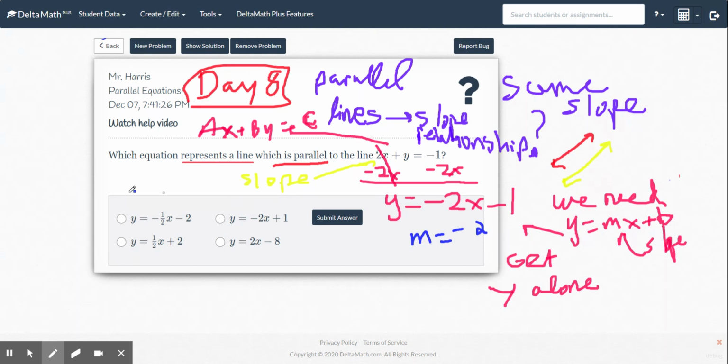So that means we need to look for an equation that has that same slope, but we need a different b. The b needs to be different. If the b is not different, you don't have parallel lines, you have the same line. So let's look. Negative 1/2, is this the slope? Nope. Hey, negative 2 is the same. That's good. Same slope and different y-intercept. There you go. That's our answer right there. y equals negative 2x plus 1 will be a parallel line.